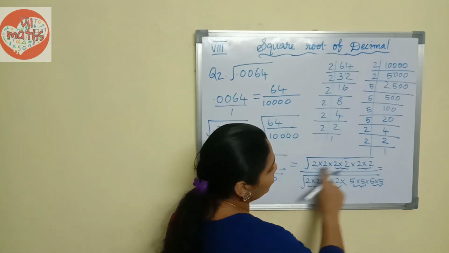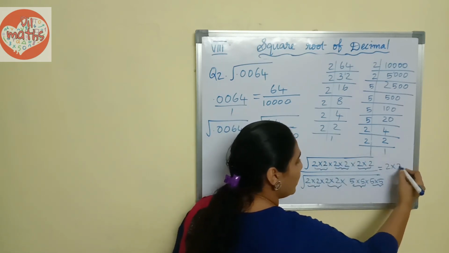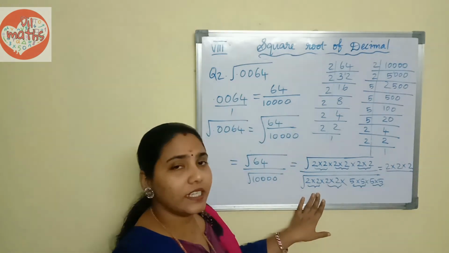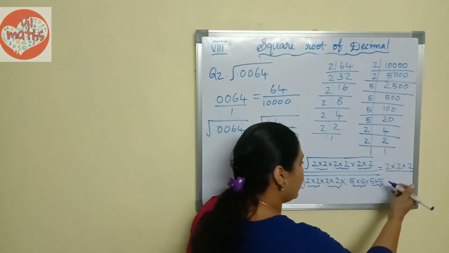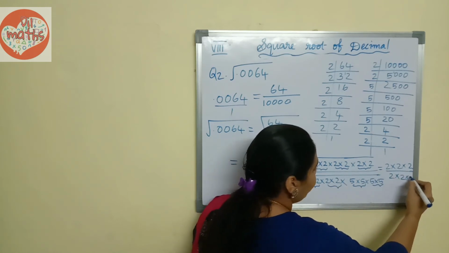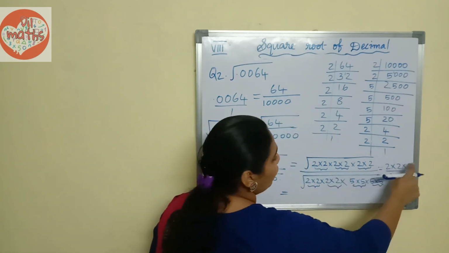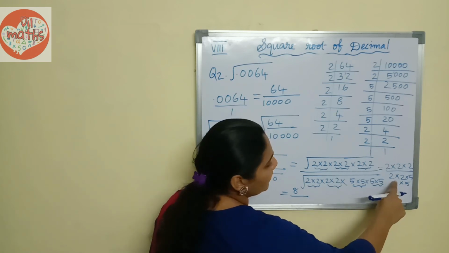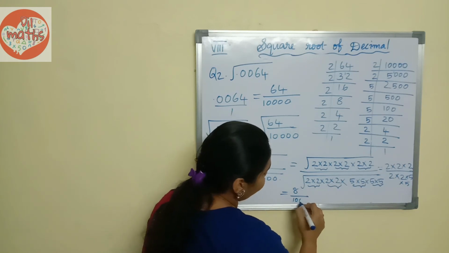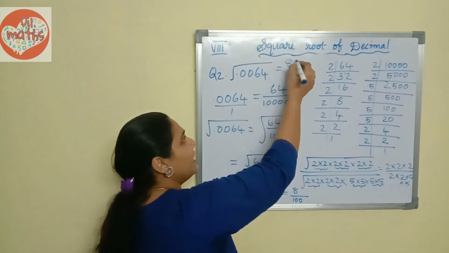So how many 2s will be there in the numerator? 3. From each pair I am taking 1 2 outside. And what will be there in the denominator? In the denominator from the 2s I took 1, 2 outside. Here also I will take 1, 2 outside. And from the 5s I will take 1, 5 outside. Again 1 more 5. So what is there in the numerator? 2 2s are 4, 4 2s are 8. And in the denominator, 2 2s are 4, 4 5s are 20, 20 into 5 is 100. 8 divided by 100 I got. Okay. So the answer I got is 8 divided by 100.